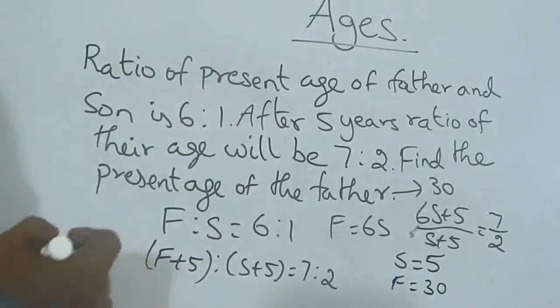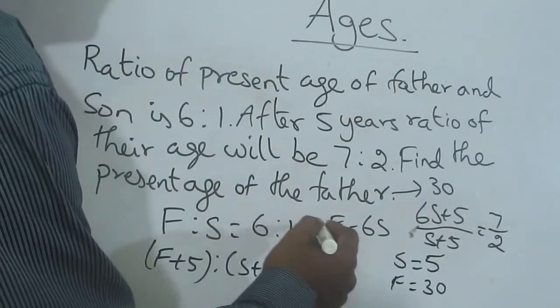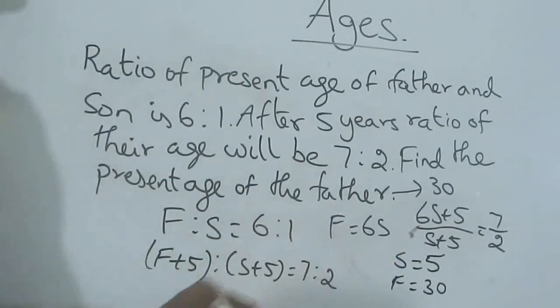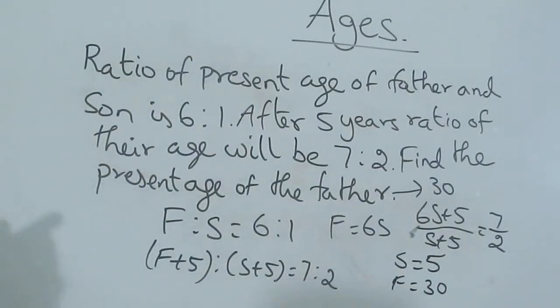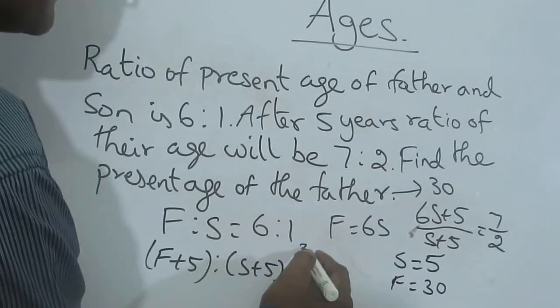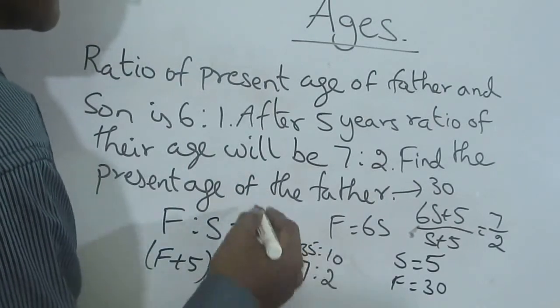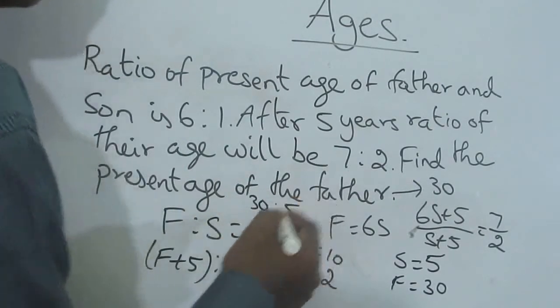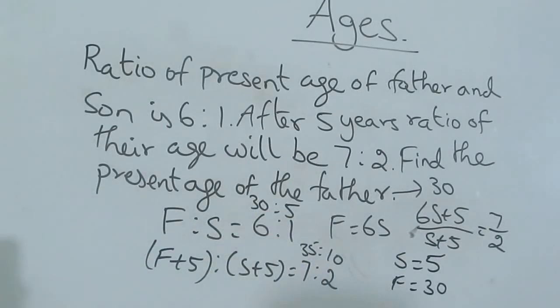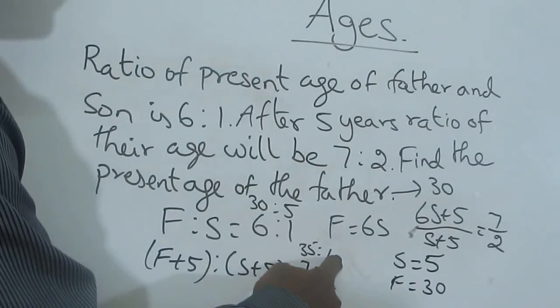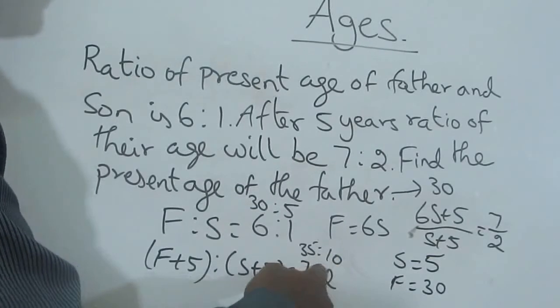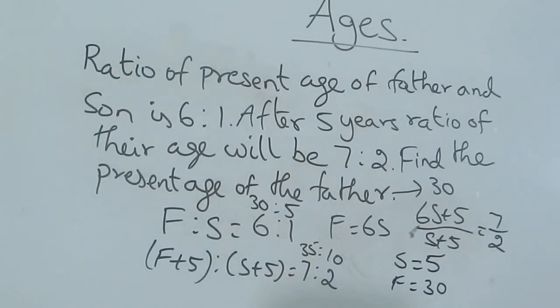Shall we check? Okay, let us check. What is 30 is to 5? 6:1. After 5 years, father will be 35, son will be 10. What is 35 is to 10? 5 sevens are 35. 5 twos are 10. If you eliminate the common 5 and divide, you would get 7:2.